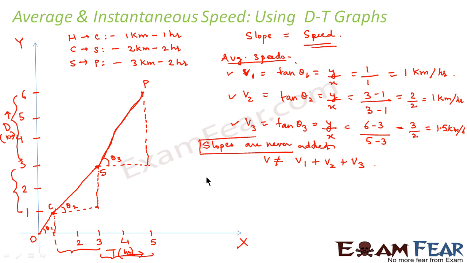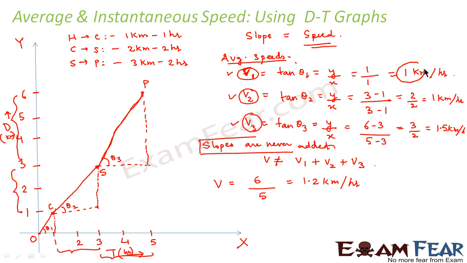So the average speed for the entire journey going from your home to the playground would be equal to the total distance traveled divided by the total time taken. If you see the y-axis, the total distance traveled is 6. And the total time taken, if you see the x-axis, is 5. Correct? So this comes out to be 1.2 kilometers per hour.